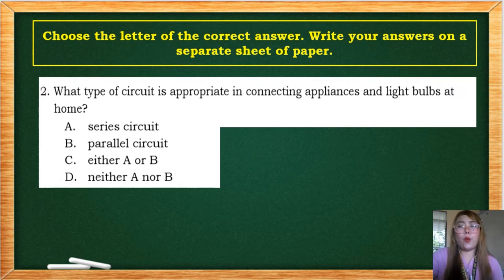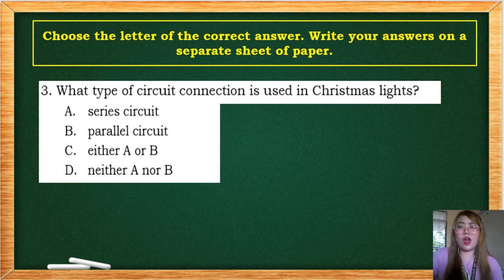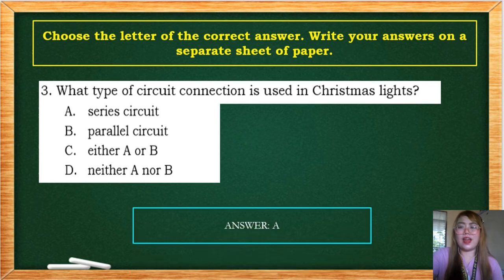Number 2. What type of circuit is appropriate in connecting appliances and light bulbs at home? A. Series circuit. B. Parallel circuit. C. Either A or B. D. Neither A nor B. Answer letter B. Number 3. What type of circuit connection is used in Christmas lights? A. Series circuit. B. Parallel circuit. C. Either A or B. D. Neither A nor B. Answer letter A.